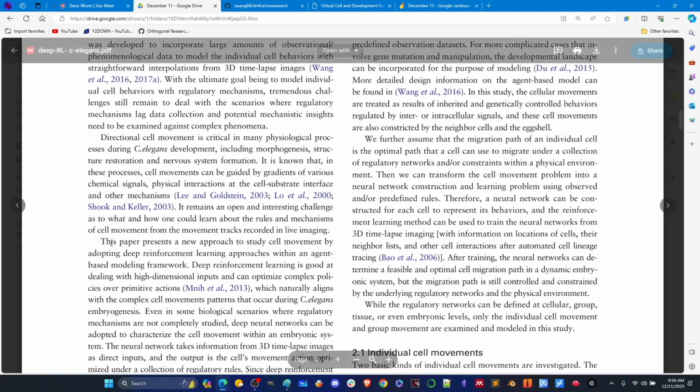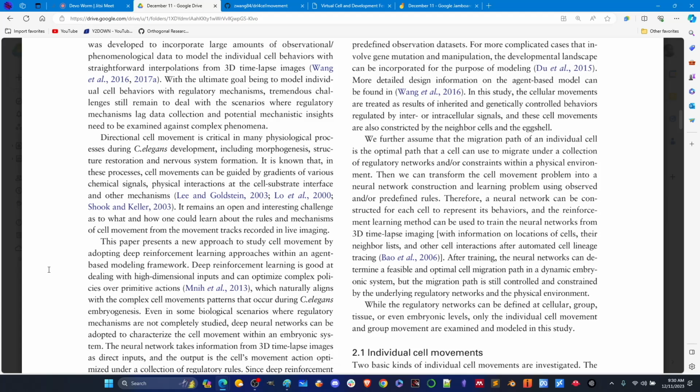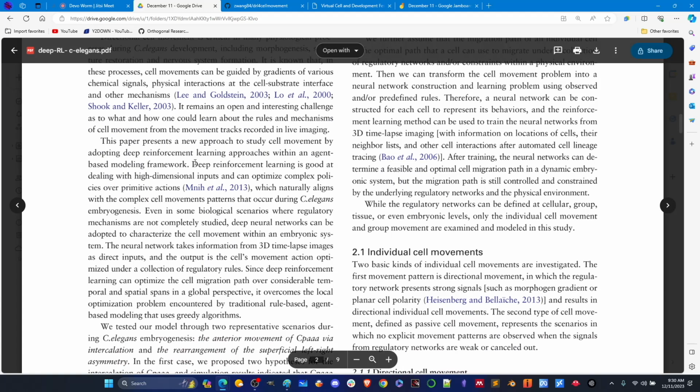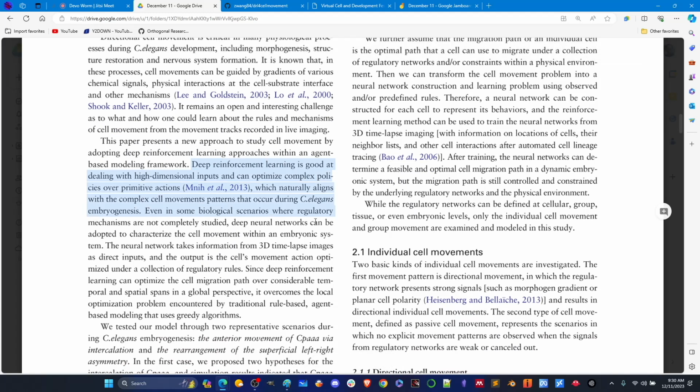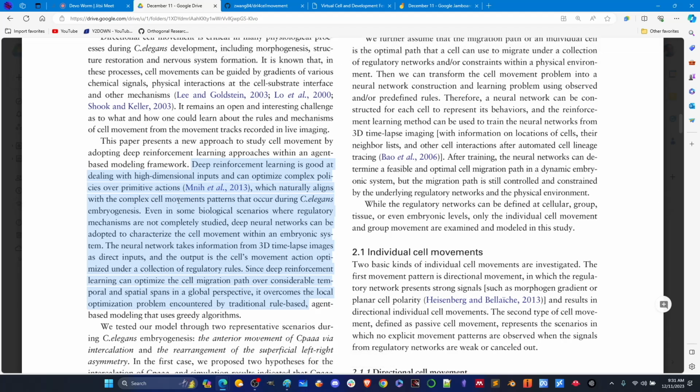And so this paper presents a new approach, adopting deep reinforcement learning approaches within this agent-based modeling framework. This is where we differ from the greedy algorithm that we usually use. This is the section where they talk about this. Deep reinforcement learning is good at dealing with high dimensional inputs and can optimize complex policies over primitive actions. So this is where you have these policies that you have to select, and it's kind of like a policy for interaction. So you select a policy and you go with it.